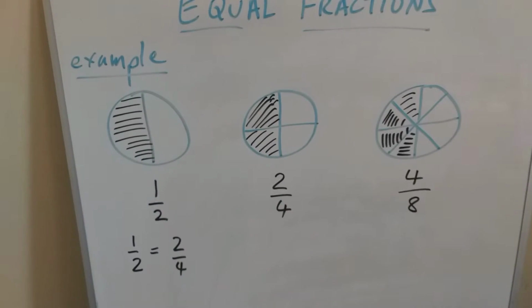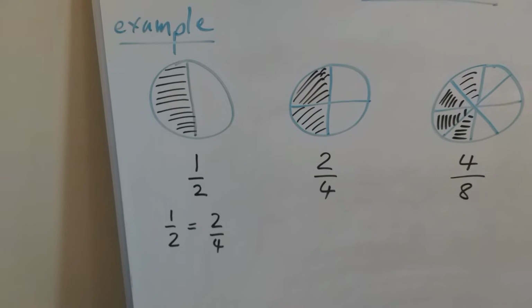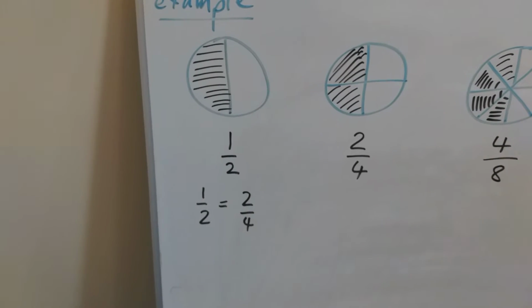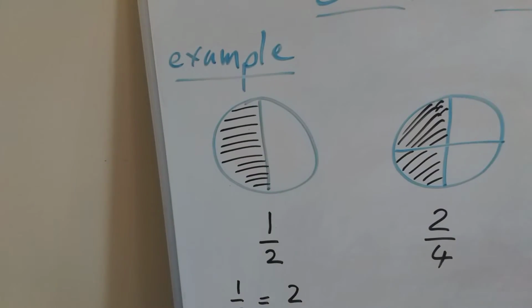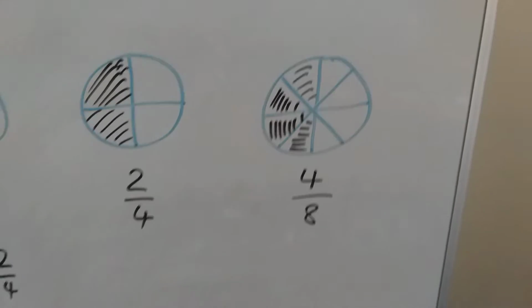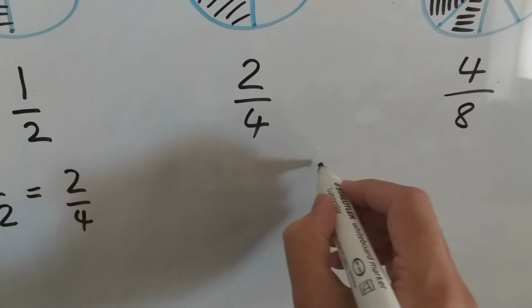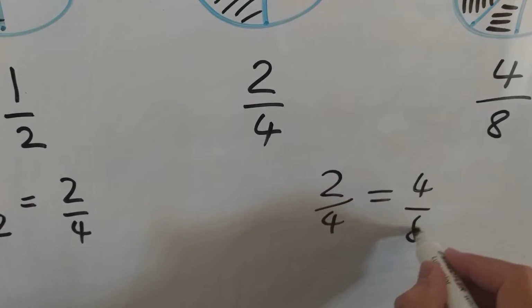Now, the fraction half is equal to 2 quarters because half is shaded here, half is shaded over here as well. So even though the number 2 over 4, 2 quarters shows a bigger number, that does not mean that 2 quarters is bigger than half. They are both equal. Now, the fraction 2 quarters is equal to 4 over 8.